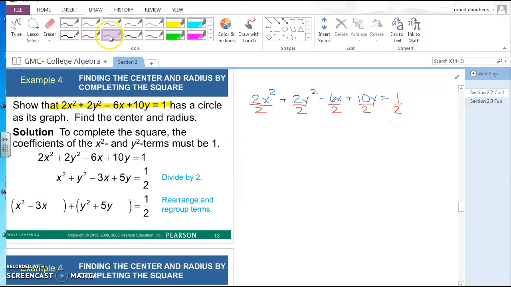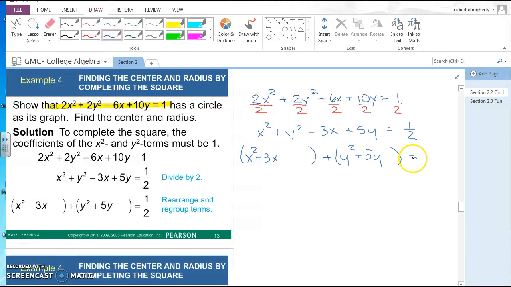If I do that on both sides of the equation, I get x squared plus y squared minus 3x plus 5y equals 1/2. Let's gather the x's and the y's. So x squared minus 3x, and then plus y squared plus 5y, equals 1/2.